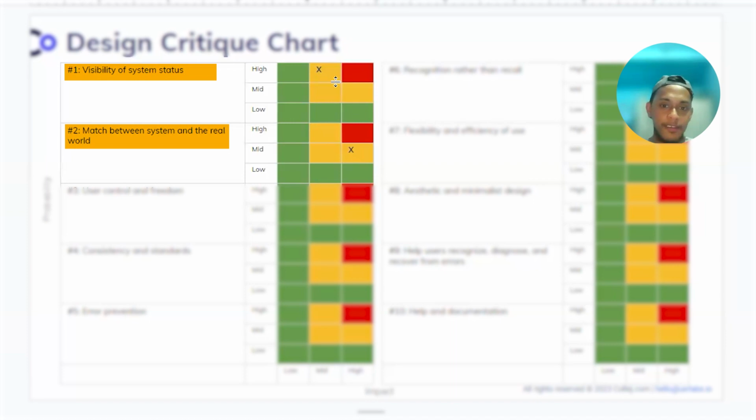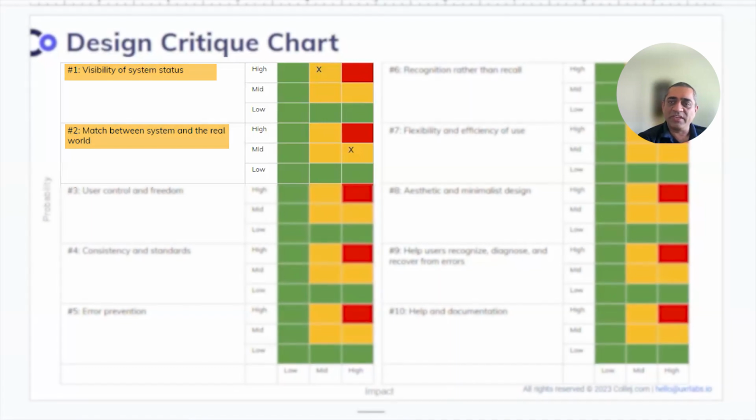Okay, cool. So what you've done is you've identified two heuristics, visibility of system status and match between system and the real world. And you've basically said one is a high probability but medium impact, the other is a medium probability but a high impact. Okay. As far as I'm concerned, both are equal. However, the key question that I would ask is, is this an appropriate heuristic problem?